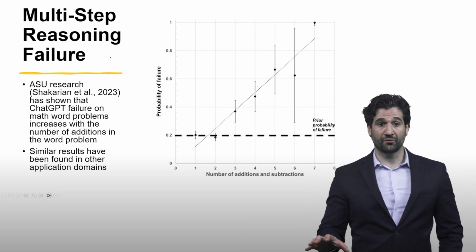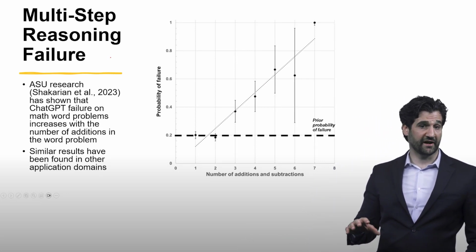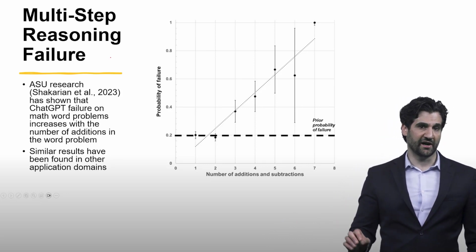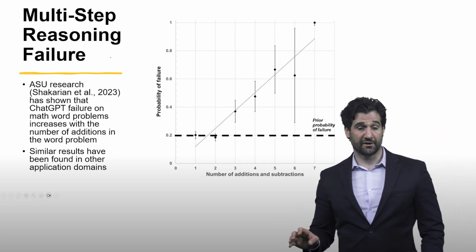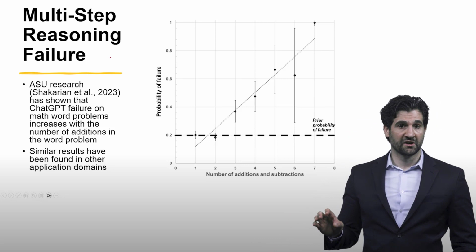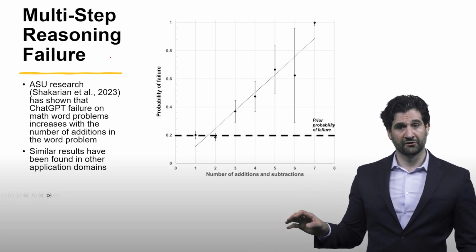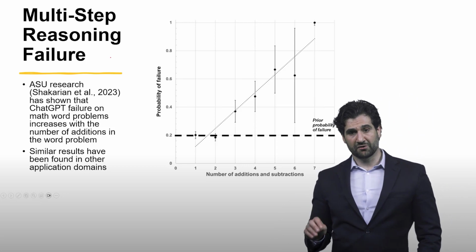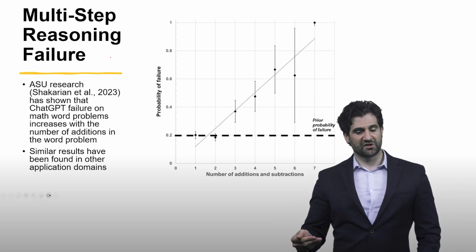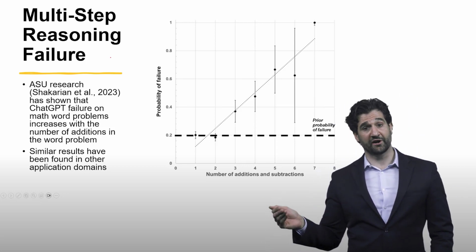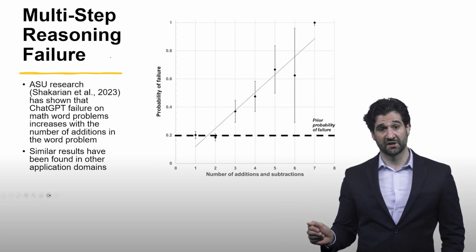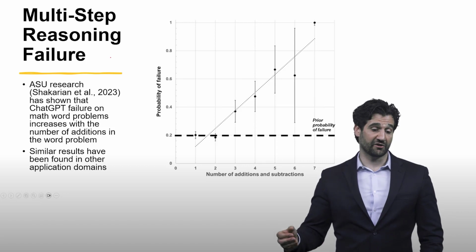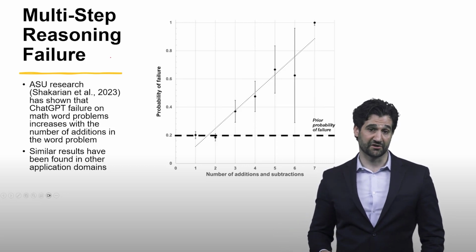Now, in some of our own research here at ASU, we've actually seen this in practice. So what we did was we fed the large language model, ChatGPT in particular, 1,000 math word problems, and we looked at which ones it failed on, and we noticed that when the number of addition and subtraction operations required to solve the word problem increased, the probability of failure increased with that in a very direct relationship, as you see here in the slide.